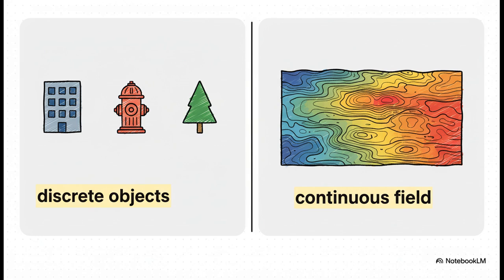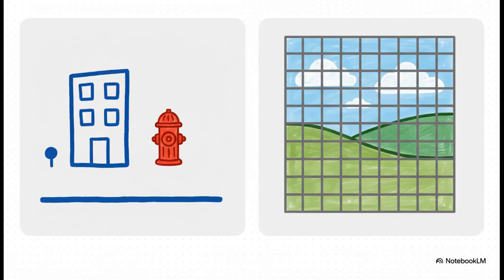On the other hand, it can see the world as a continuous field, where every single point on the map has a value, like temperature or elevation. There are no gaps, it's just this seamless surface of data. Now, as you can see here, these two different ways of looking at the world get digitized in different ways.